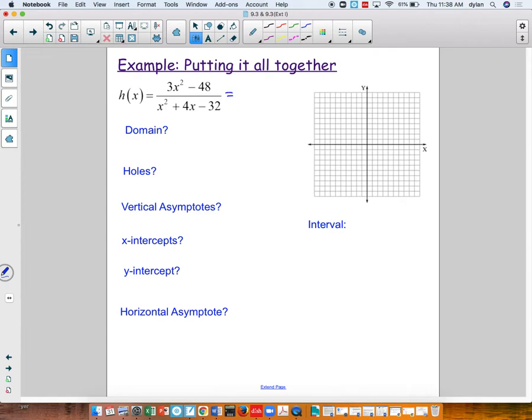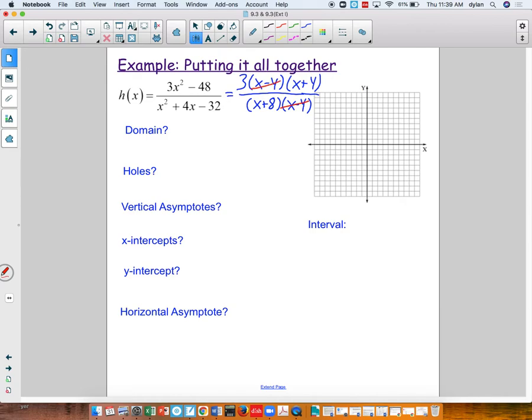So in the numerator, we can factor out 3, and we'd be left with x squared minus 16, which factors even further into x minus 4 times x plus 4. This is part of why we spent so much time factoring in chapter 5. In the denominator, we can factor this quadratic into x plus 8 times x minus 4. And I can see here that some things cancel out.